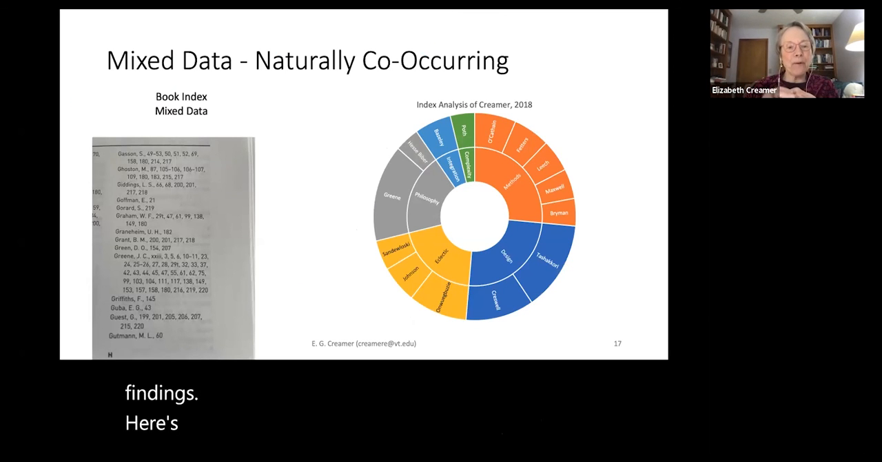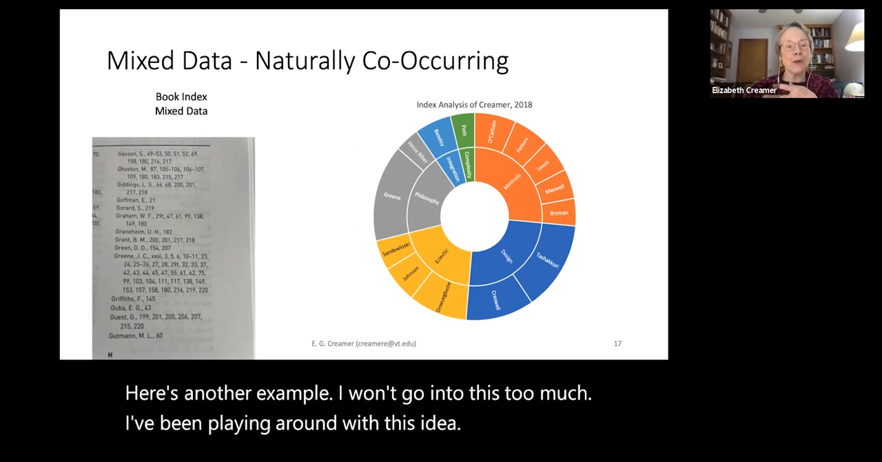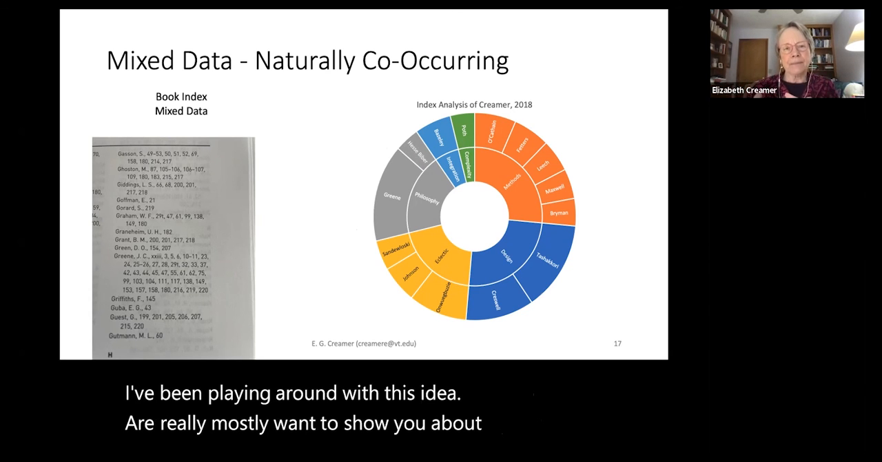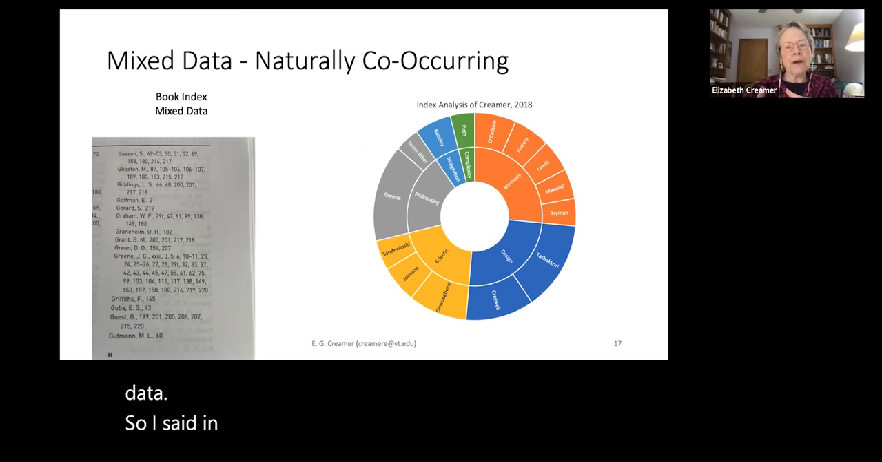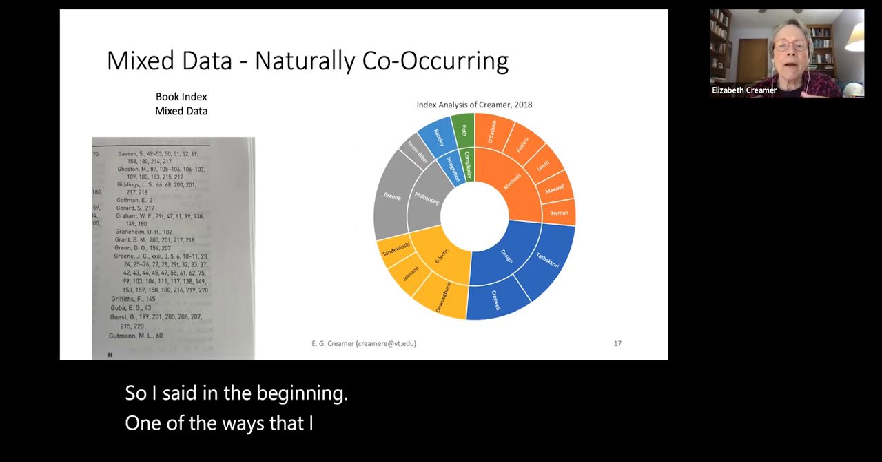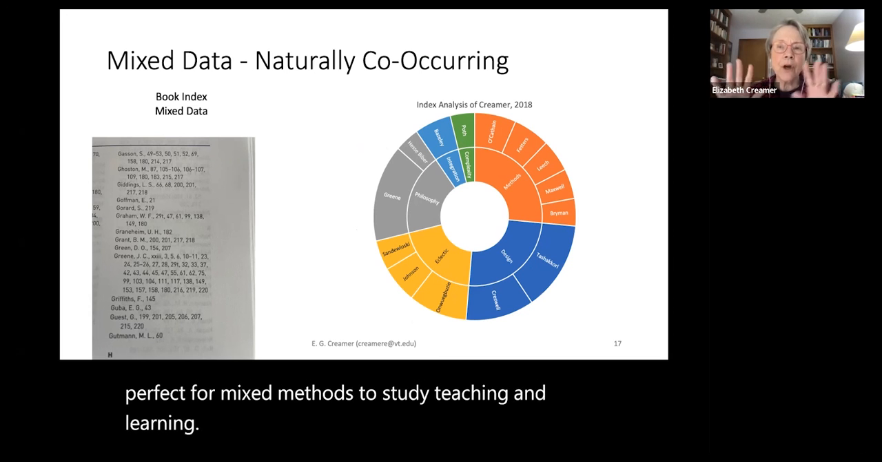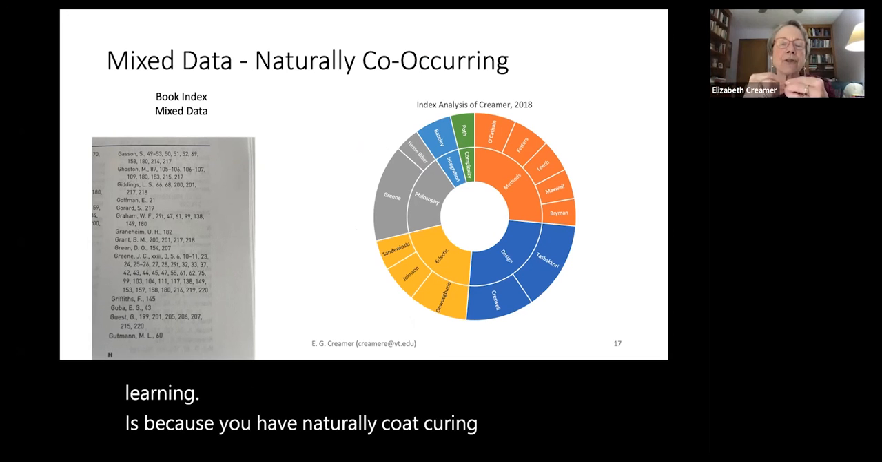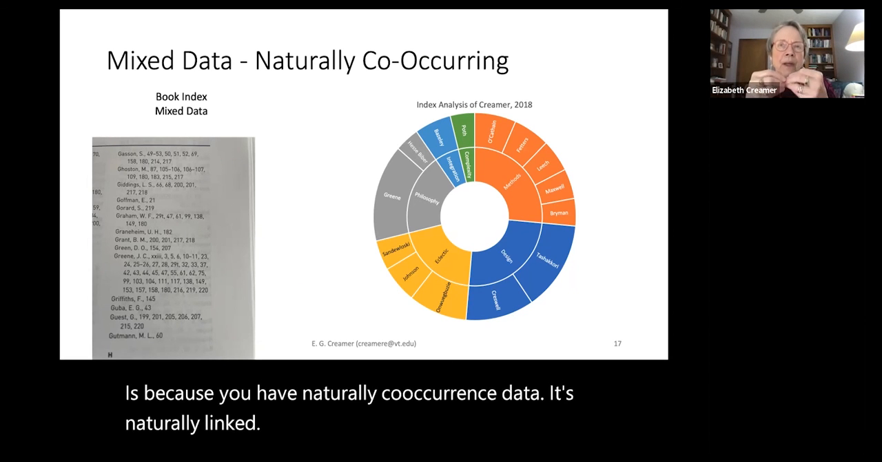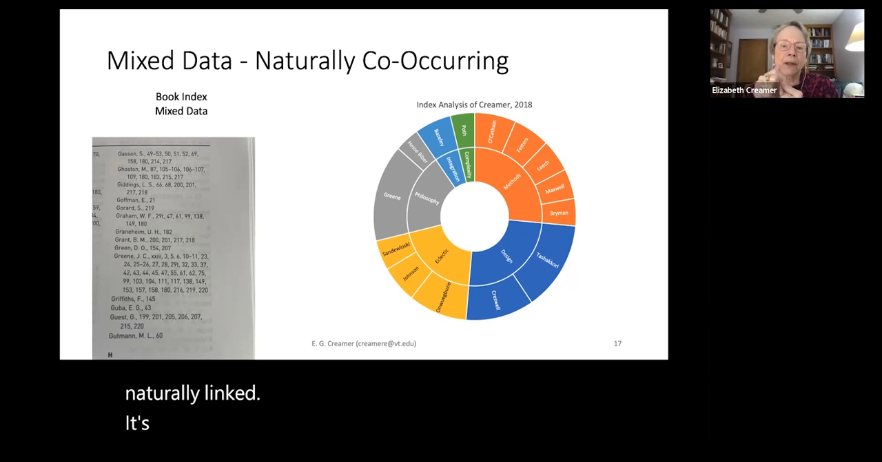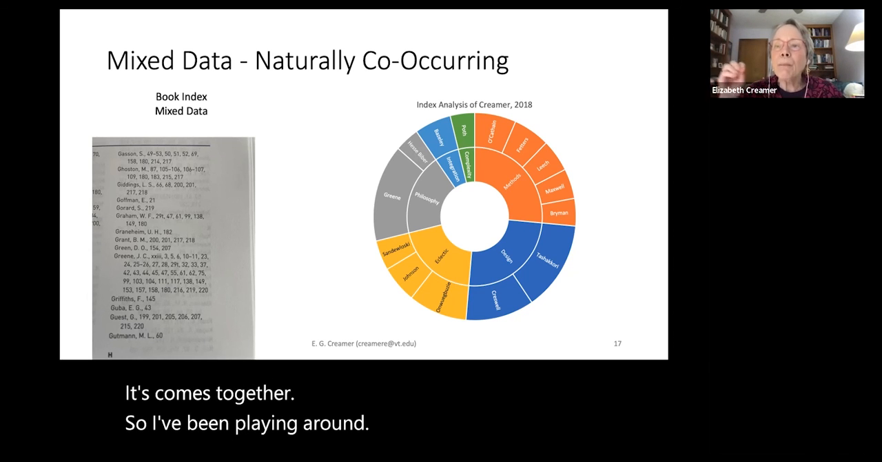Here's another example. I won't go into this too much. I've been playing around with this idea. I really mostly want to show you about co-occurring data. So I said in the beginning, one of the ways that I think your environment is so perfect for mixed methods to study teaching and learning is because you have naturally co-occurring data. It's naturally linked. It comes together.